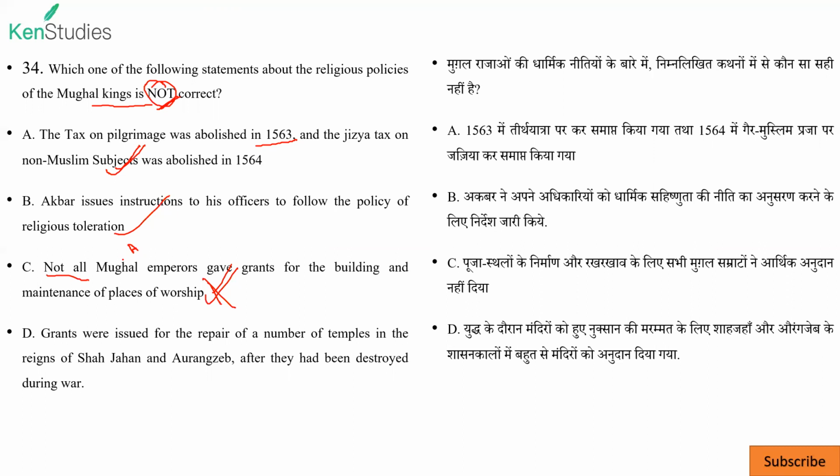In fact, it is not just temples. It is saying maintenance of places of worship. Places of worship means all; it is included in all. So C is the incorrect statement. So our answer is C. Next, grants were issued for the repair of a number of temples in the reign of Shah Jahan and Aurangzeb after they had been destroyed during war. Yes, this is also a true statement. So A, B, and D are true, but our answer is C because it is wrong.